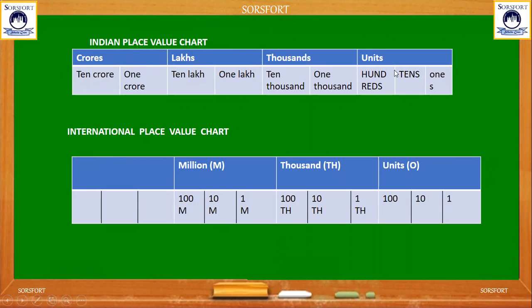Under unit, it is a division of 3, that is ones, tens, hundreds. Under thousand, same: 1,000, 10,000. Under lakhs, 1 lakh, 10 lakh. Under crore, 1 crore, 10 crore. Now, in the Indian place value chart, there are 1, 2, 3, 4, 5, 6, 7, 8, 9 digits. If I want to write a 9-digit number in the Indian place value chart, how will I write it?